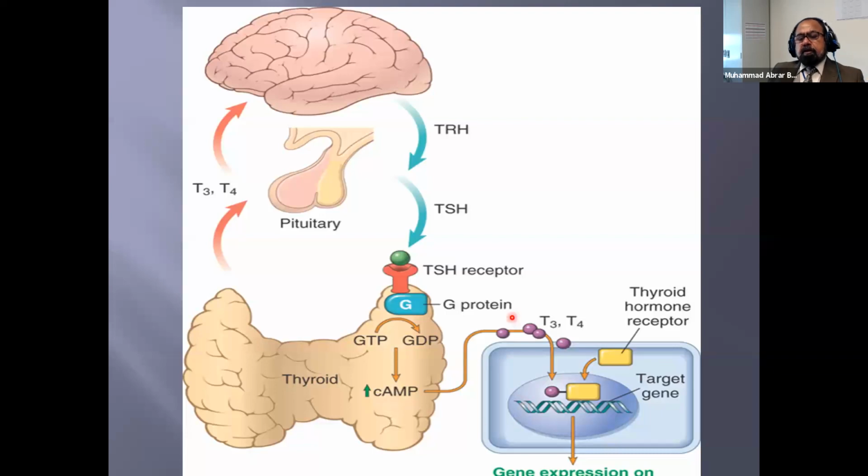Now, when T3 and T4 go from the blood to the target cell, every cell has its receptor, where this T3, T4 goes and attaches to the receptor, and then they translocate into the nucleus, where they change the gene expression. And what happens?